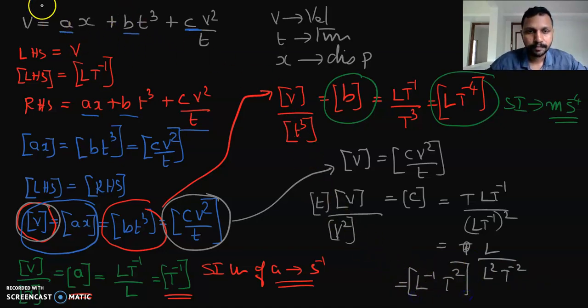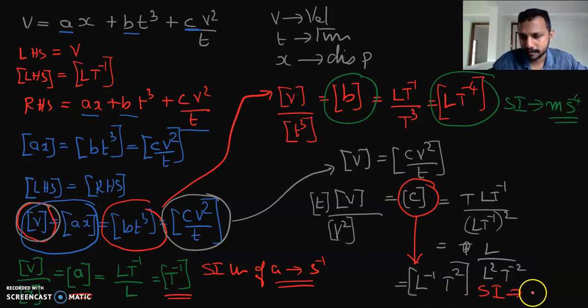Therefore, the dimensional formula of c is L⁻¹T², and its SI unit can be written as meter raised to minus 1, second squared. Now this is the answer for the dimensional formula and SI unit of a, b and c. Hope you have understood this. We can find many problems similar to this in our board exams and in competitive and entrance exams.